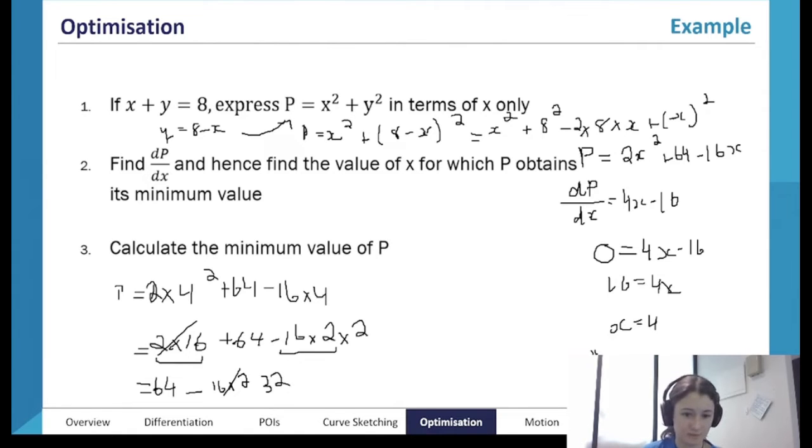So 64 take 32 should be 32. Yeah. So that was just a simple way of manipulating the algebra to get an answer tech-free, instead of having to do a big, long, arduous list of addition and subtraction. Okay.